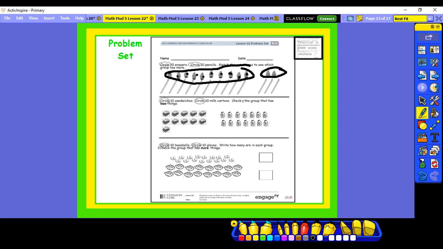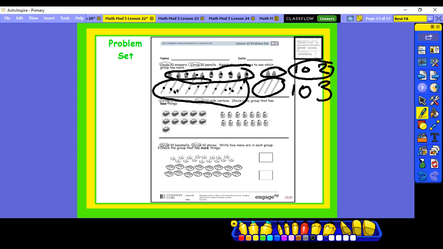How many are left over? 2. I see 10, 2. Let's count our group of 10 pencils. 1, 2, 3, 4, 5, 6, 7, 8, 9, 10. How many are left over? 3. 10, 3. Which is more, the erasers or the pencils?